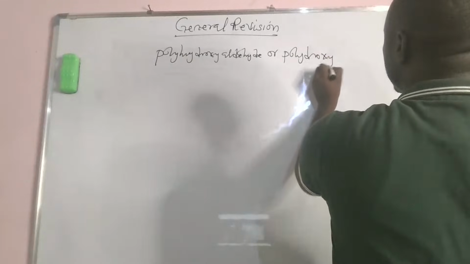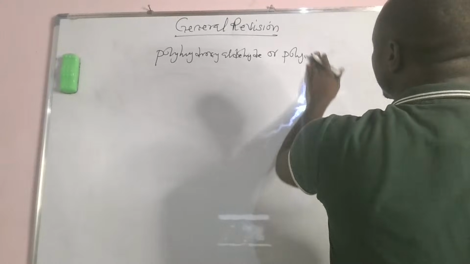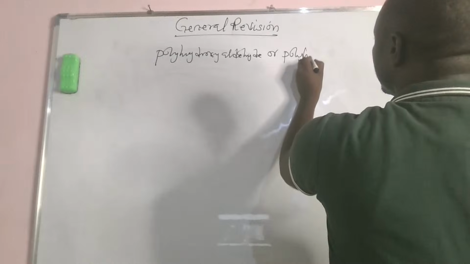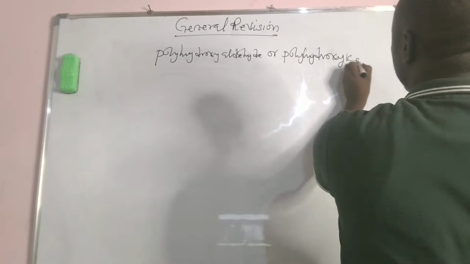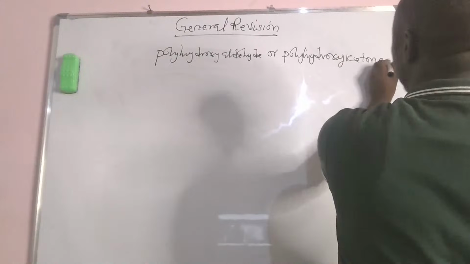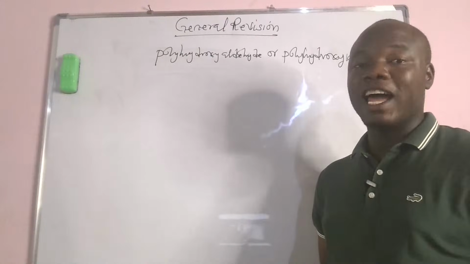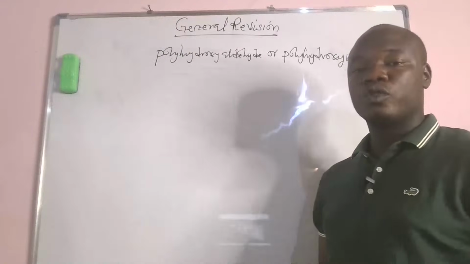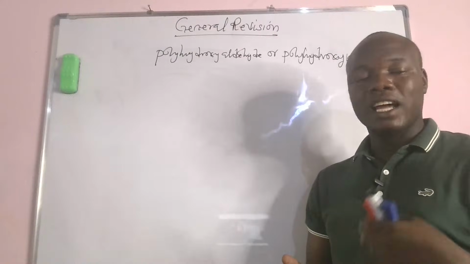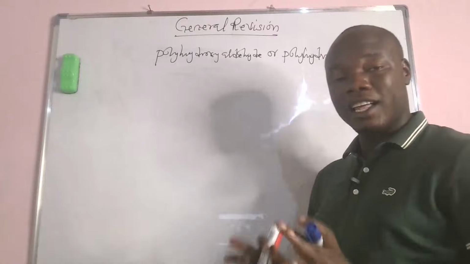Polyhydroxy, polyhydroxy, or any compound that produces such on hydrolysis. So that is what we call carbohydrate. The major functional groups that are found in carbohydrate are ketone and aldehyde.